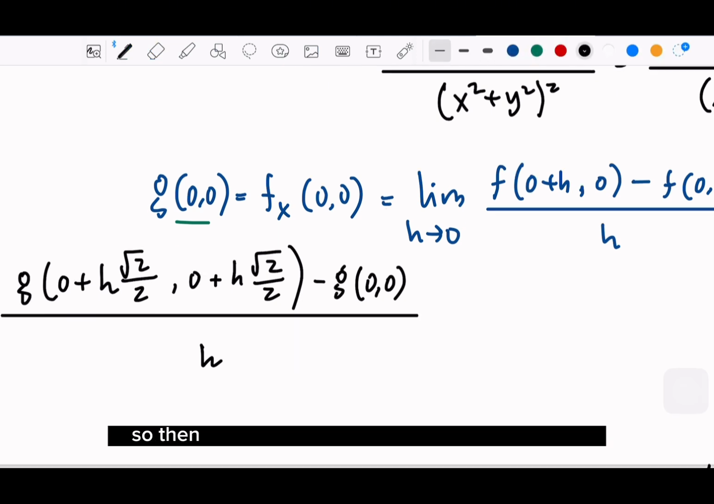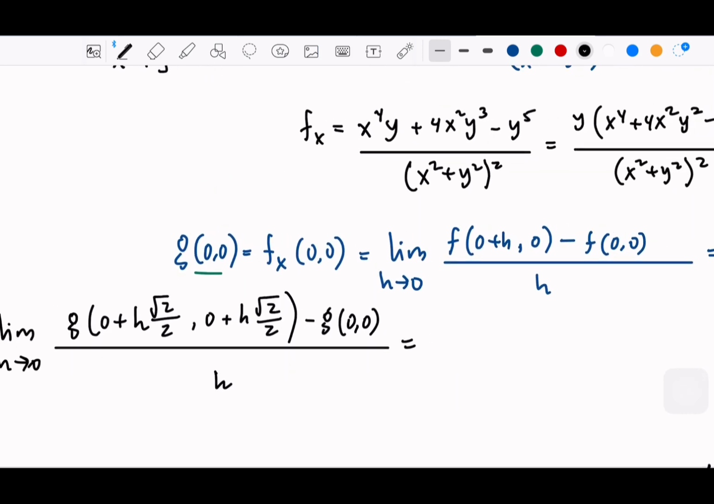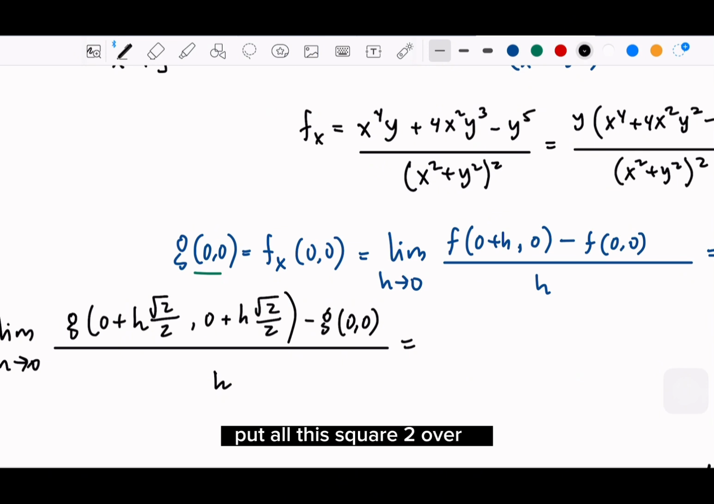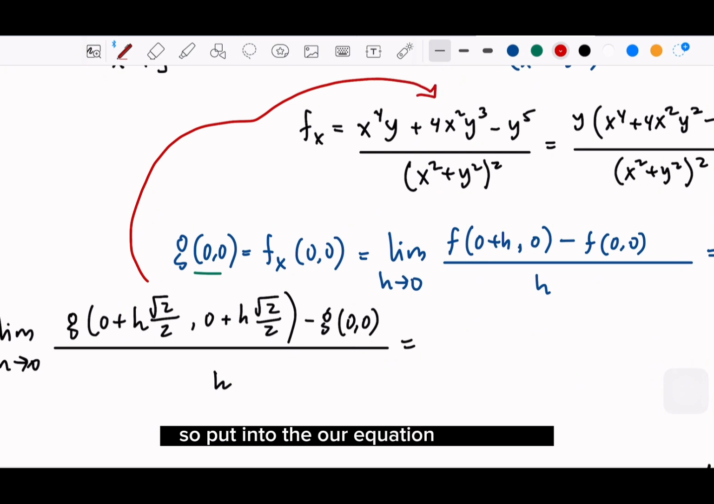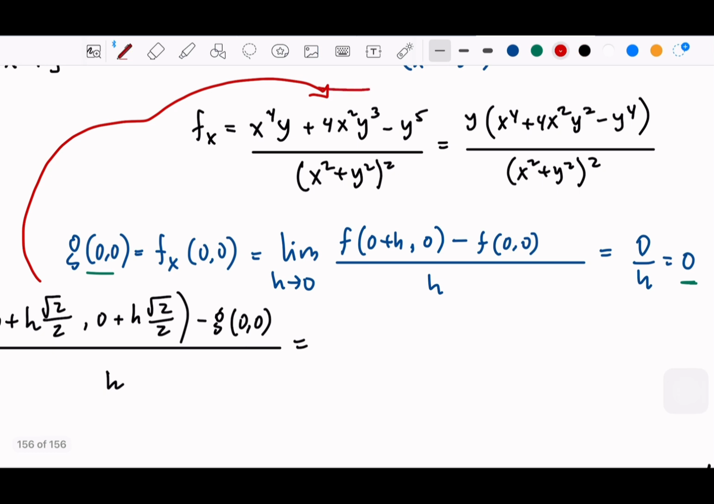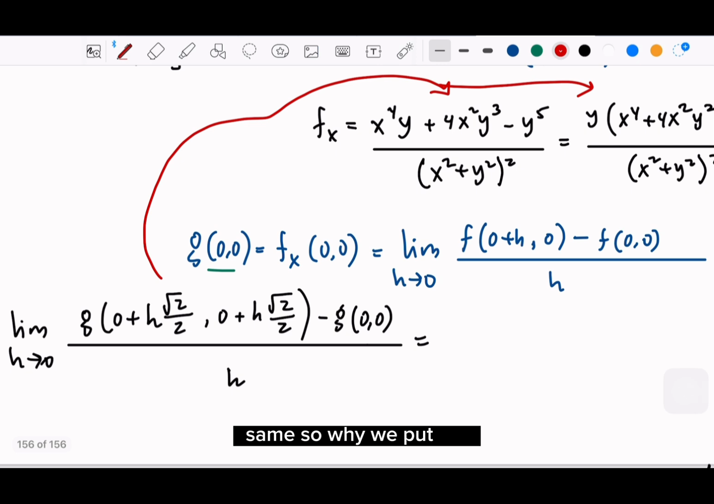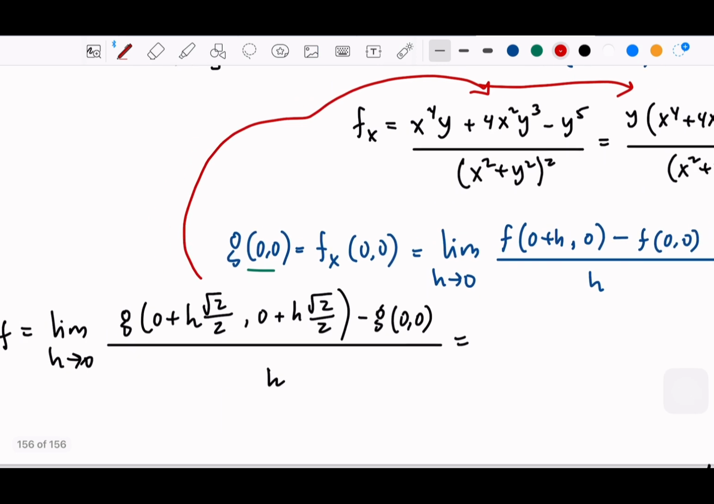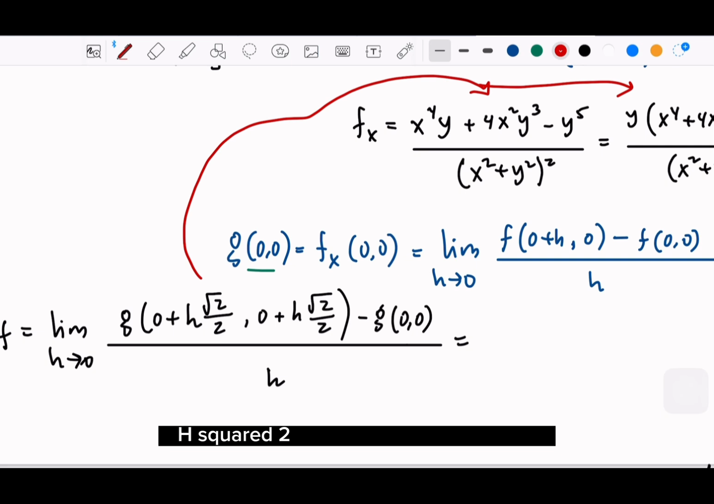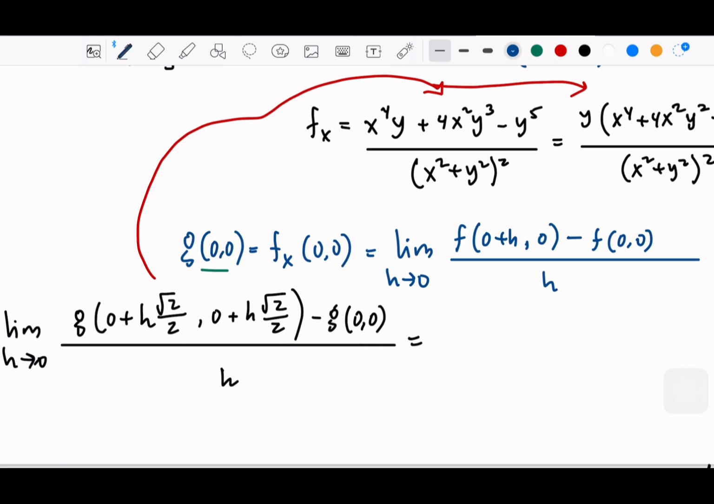Okay. So then what we have now is we are going to put all this square root 2 over 2 into our equation over there, or maybe over here. Okay, the same. So why we put the h squared 2 over 2. So let me write that. So I think I will write, let's take the limit.